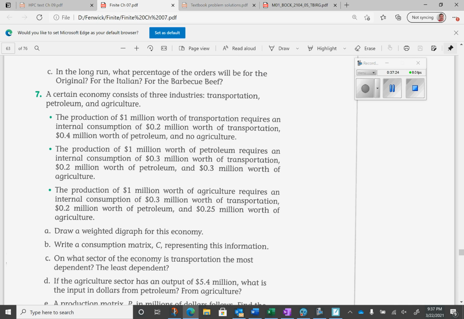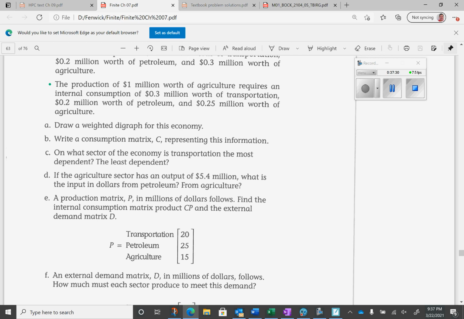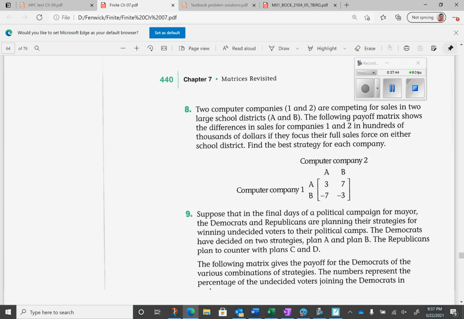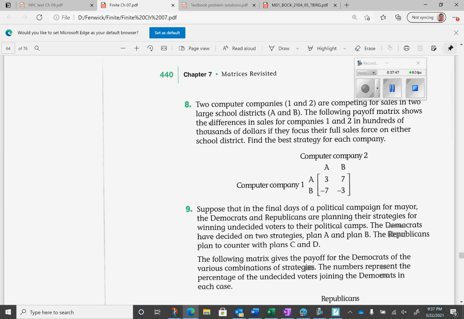Okay. 7, again, drawing the weighted digraph, the consumption matrix. Those are pretty similar to what we went through already with problem number 2, so I'm not going to repeat that. Number 8, again, we could go through that. Seemed like that was very similar to what we did there in problem number 4.